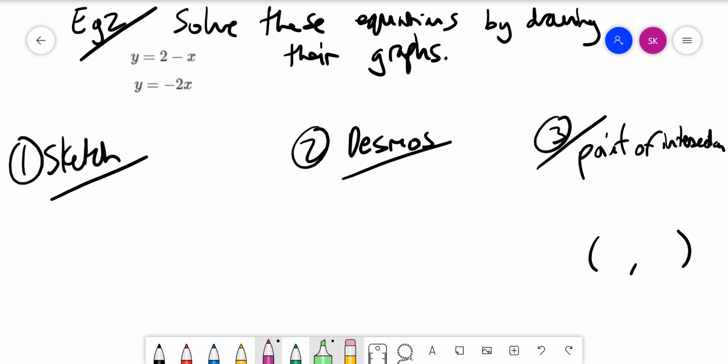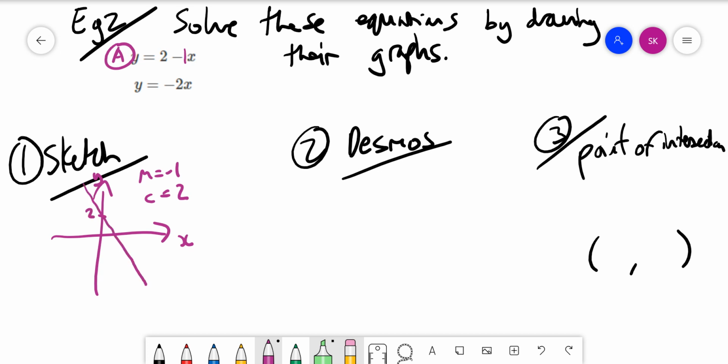Right, so let's look at equation A first of all. Y equals 2 minus x. Remember, it's the number in front of the x that is the gradient. So the gradient is -1 and the y-intercept is 2. M equals -1, C equals +2. Which means it crosses the y-axis at +2 and it's going down because there's a negative gradient. That's what I think that graph looks like.